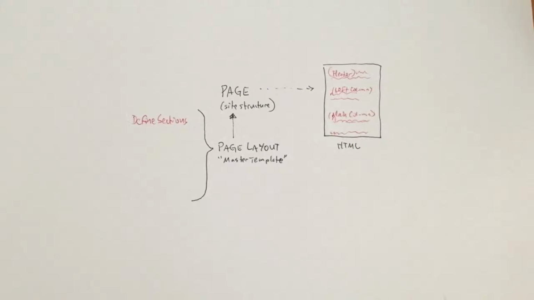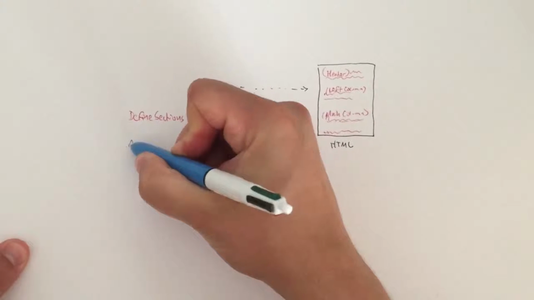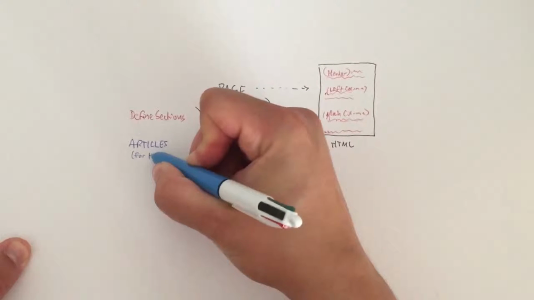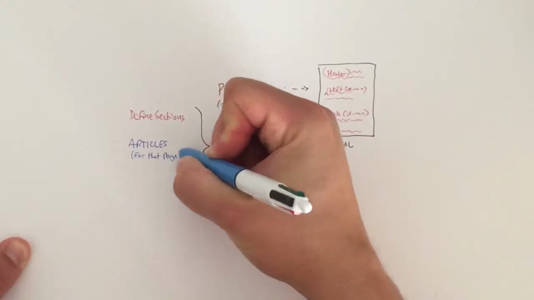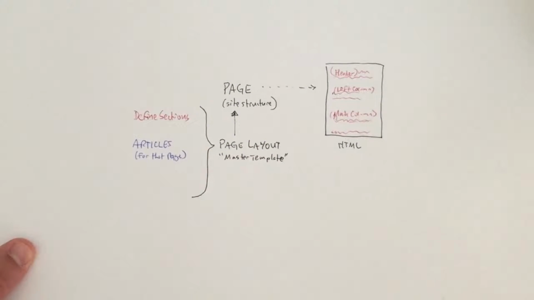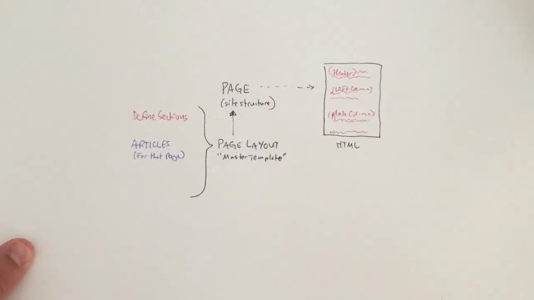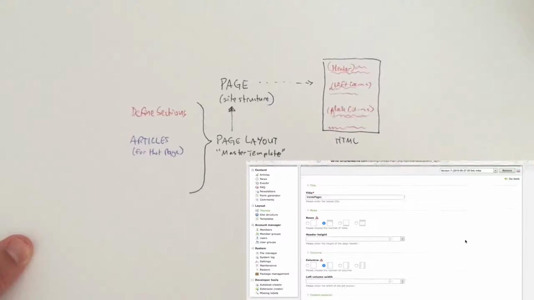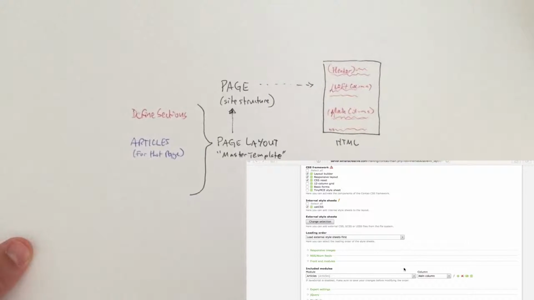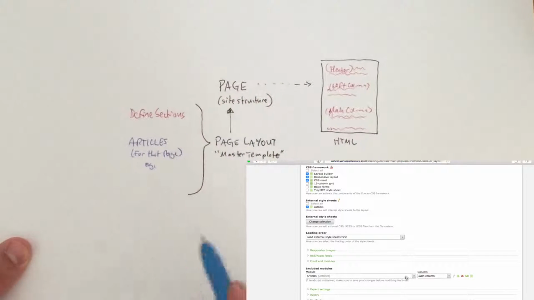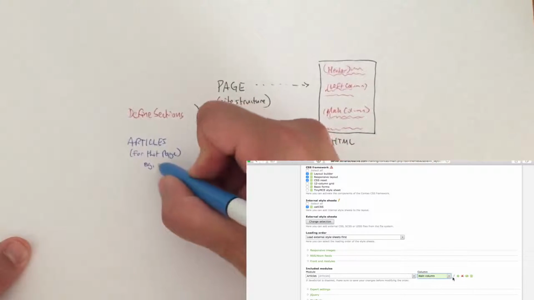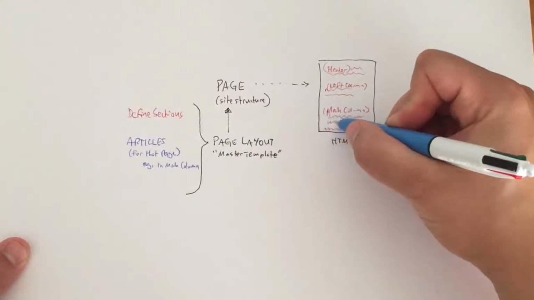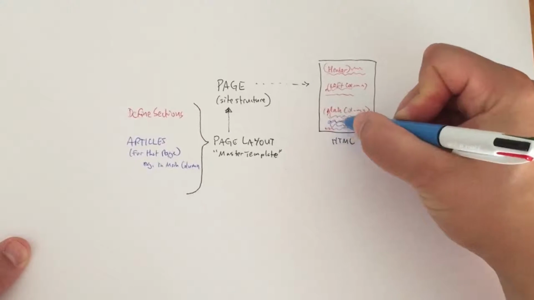Next, there will be your articles for that page. So in the article view, whatever articles you've made for that specific page will get pulled in as well, and you get to determine which section the articles are going to go into. So you might say, for example, the articles are going to go in the main column. And so that would look like this. It's going to output all the HTML here.